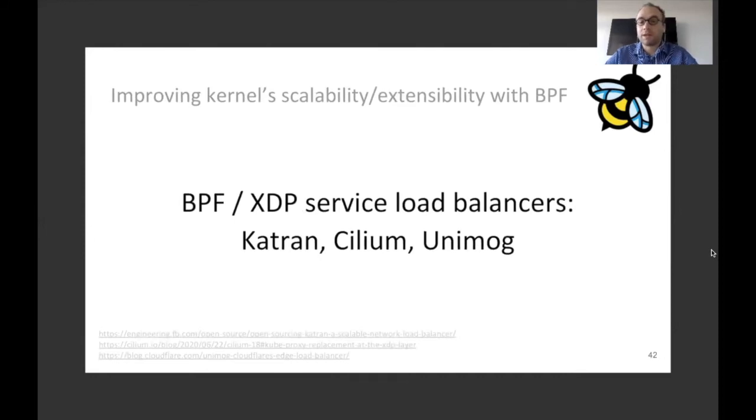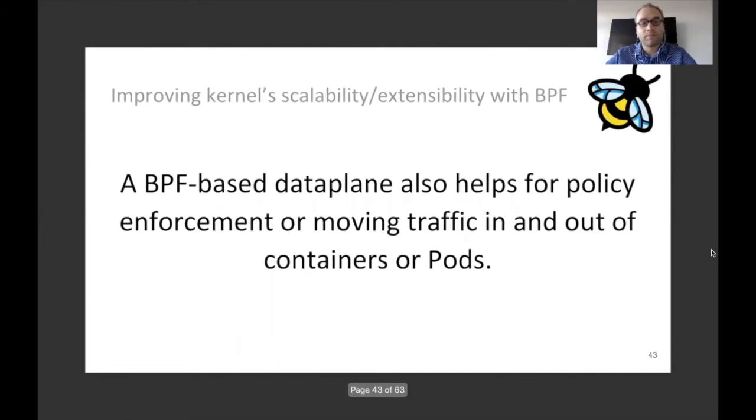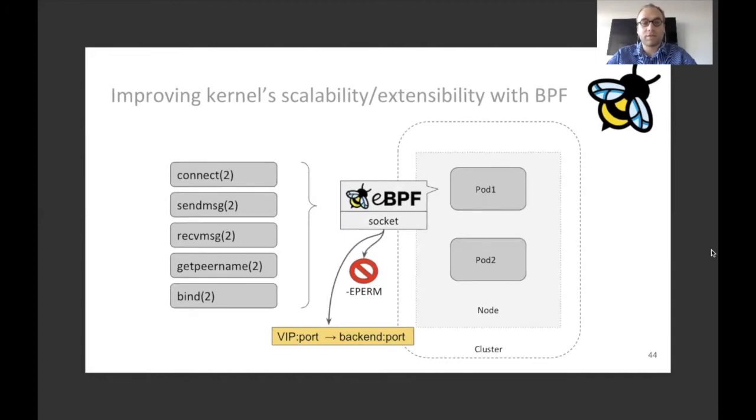Such BPF XDP load balancers are implemented, for example, in a couple of projects: Katran from Facebook, Cilium from our side, and also Unimog was recently announced from Cloudflare. I've put a couple of links below here for reference. And if you have a BPF data plane, that also helps for policy enforcement or moving traffic from and to containers. So it's not just the north-south load balancing path, but also for the containers, it will improve.